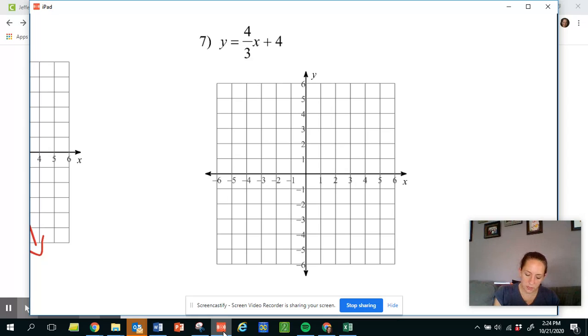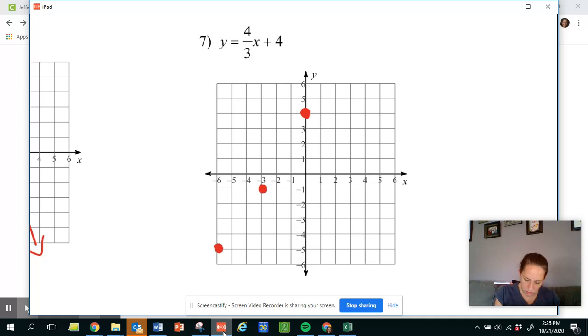My y-intercept is at 4, so that's where I'm going to put my first dot. And then my slope is +4/3. So normally I would go up 4 spaces and right 3 spaces, but I can't. That's off the graph. So if I can't go up and right, I can go down and left. I can do it backwards, okay? So I'm going to go down 4 spaces and left 3 spaces, and then I'm going to do it one more time.